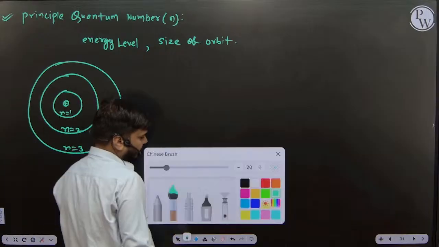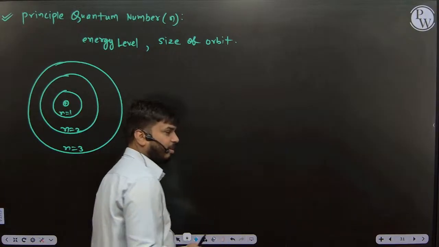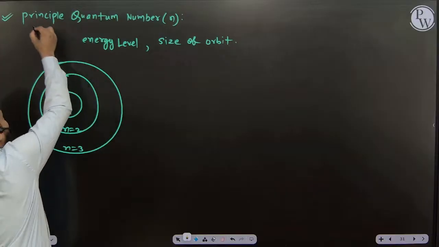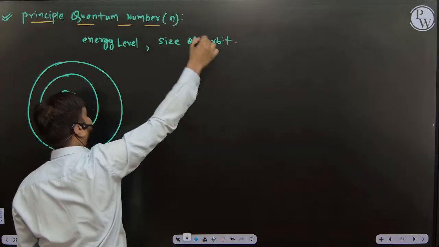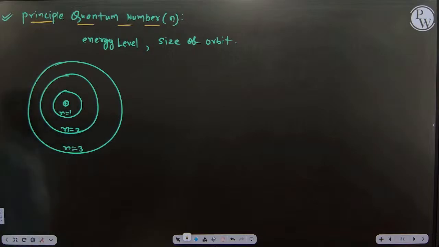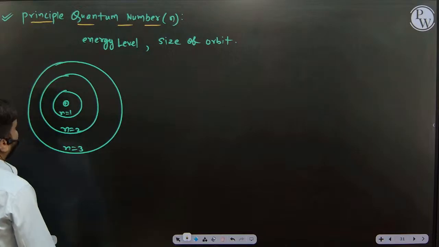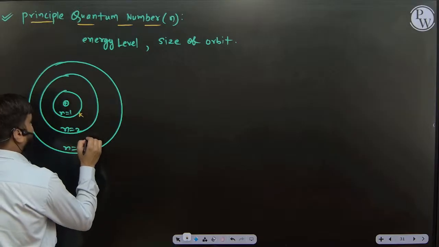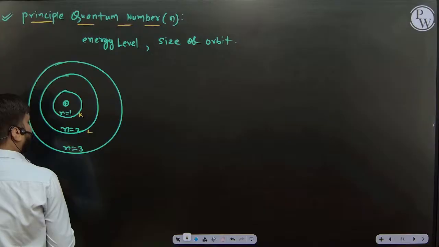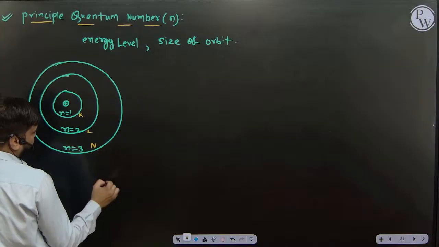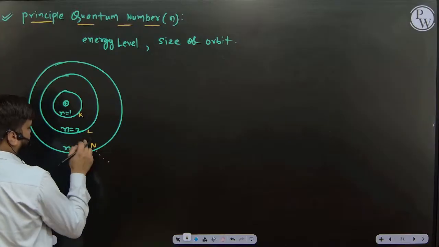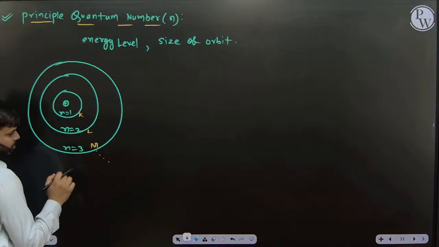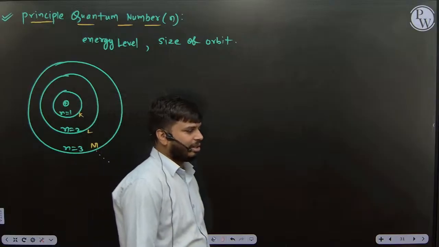These different shells, different orbits, different energy levels are denoted by the principal quantum number. The name of the first shell is K shell, the name of the second shell is L shell, the name of the third shell is M shell, and so on: K, L, M, N, O, P, Q, and so on.